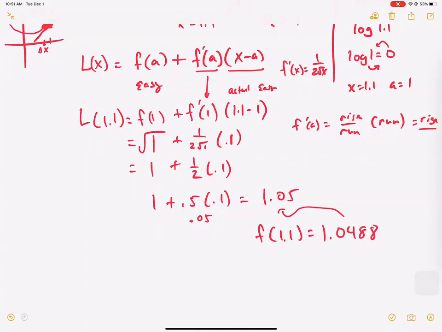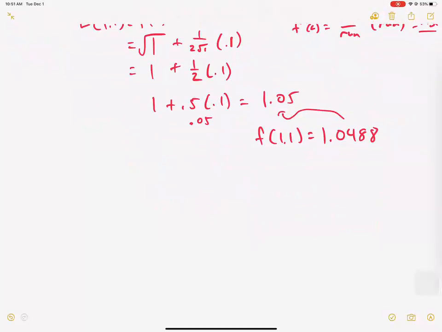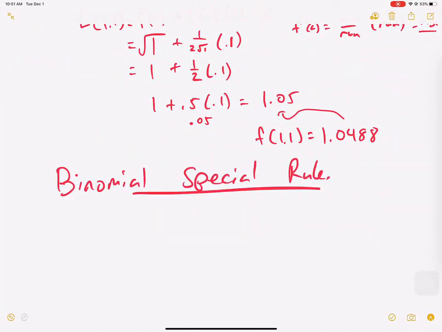So the rule is an approximation of binomial powers. When it comes to binomials, there's a special rule. If I say (1 plus x) to the k, this is another rule for approximating. This is approximately simply just 1 plus kx.